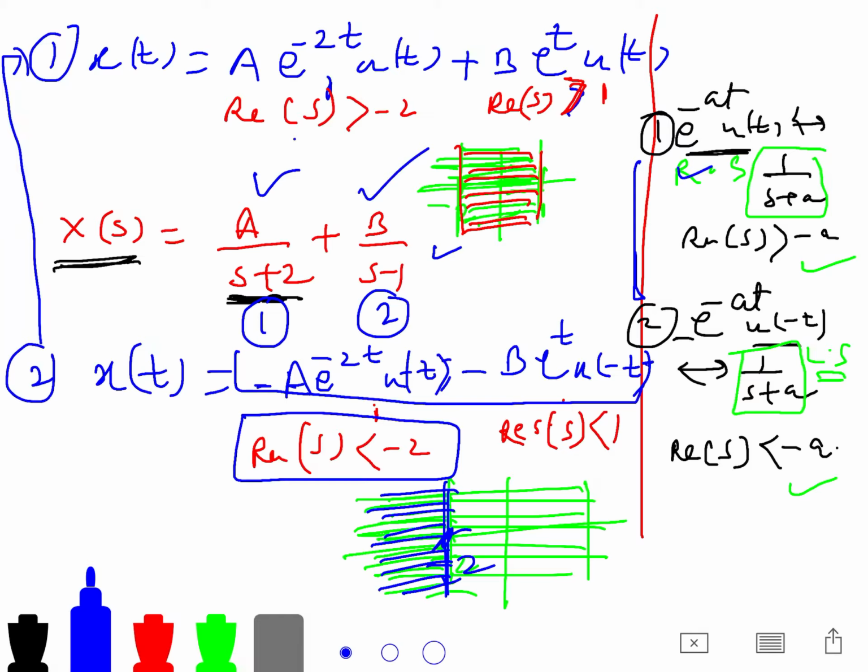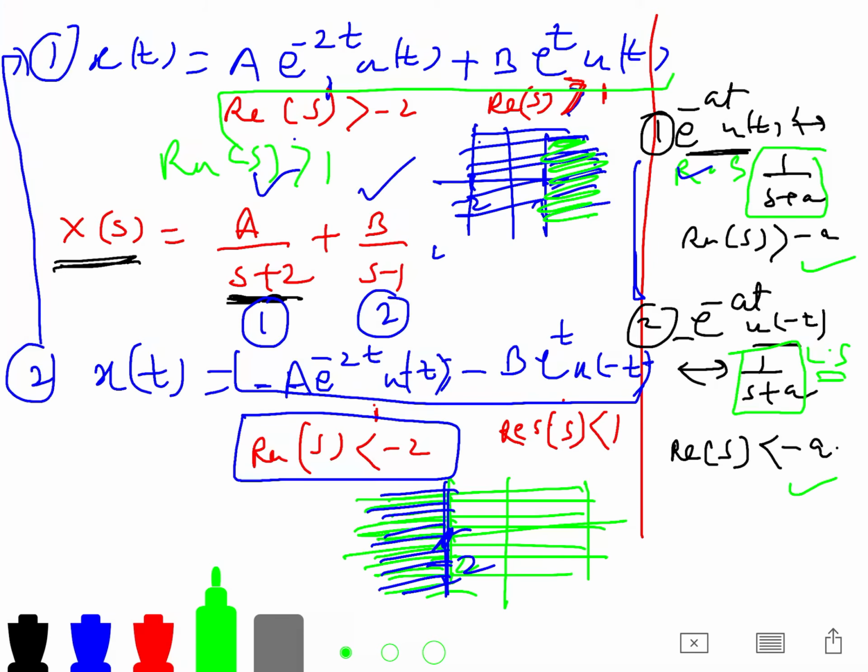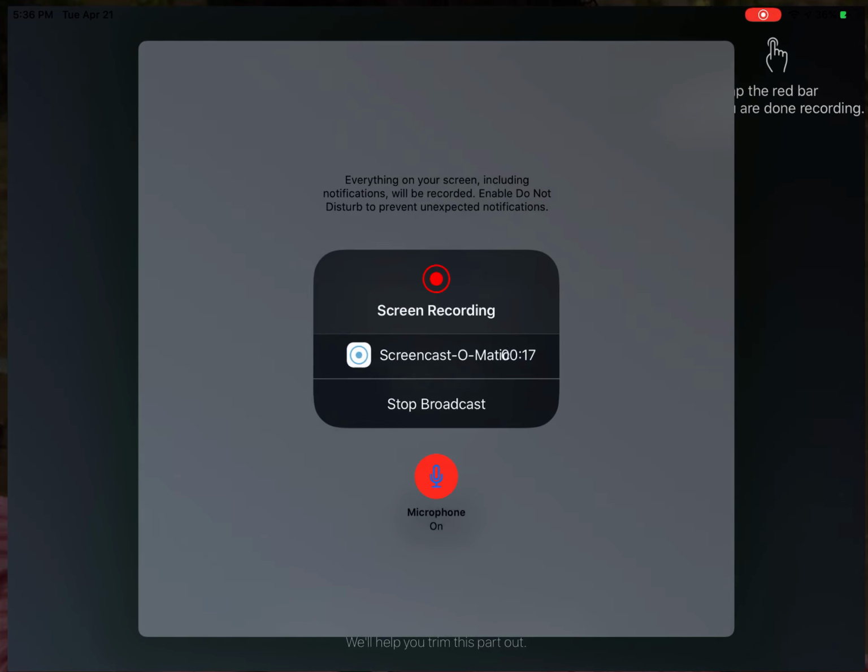Here we have made a mistake. For the first condition, real part of s greater than minus 2 part will be this. Here we have drawn it wrongly. The greater than minus 2 part will be this, and the greater than 1 part will be this, and the overlapped area is the ROC. So the ROC will be real part of s greater than 1 for the combined function. Similarly, we can do it for the third condition and for the fourth condition, right? This is all about the properties of ROCs. Okay, thank you so much.